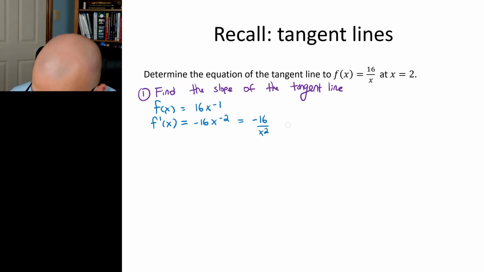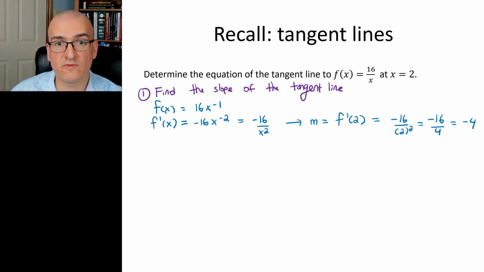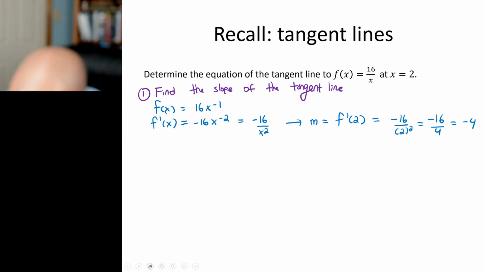Now we'll get the slope. m is equal to f prime evaluated at 2, which is negative 16 over 2 squared, negative 16 over 4, which is negative 4. So that's the answer to the first part. That's our slope of the tangent line. That's our m.